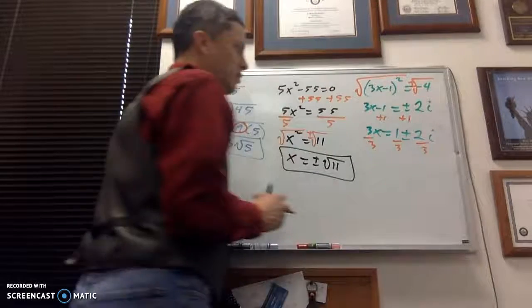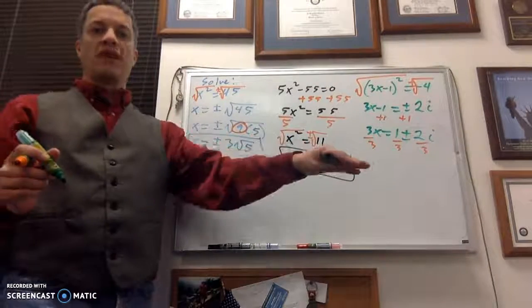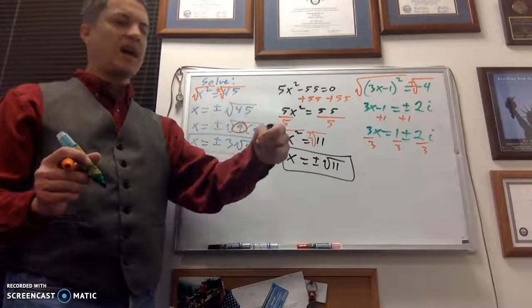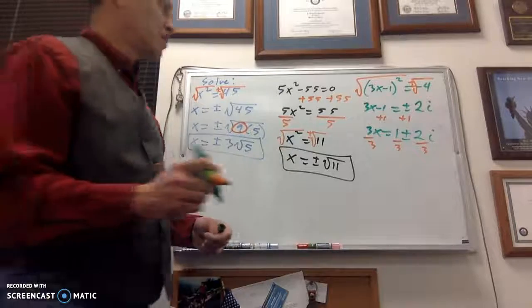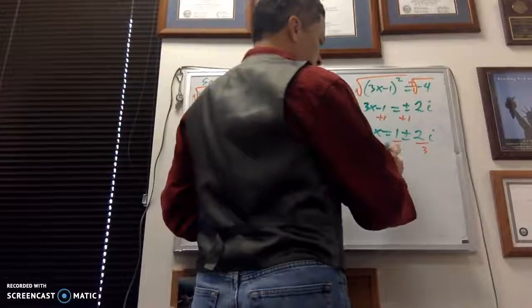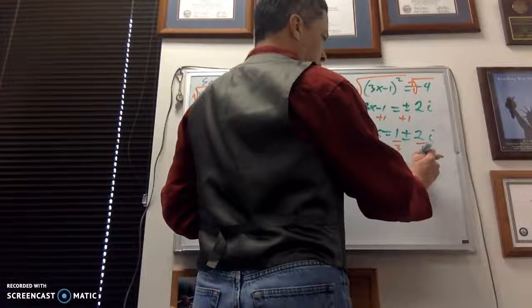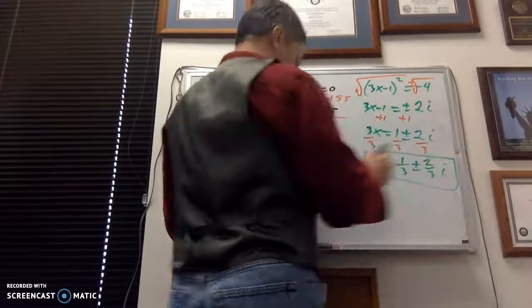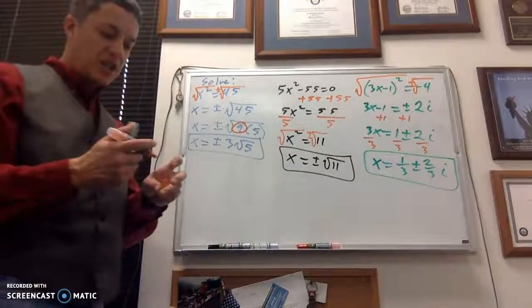Notice how I'm doing that though. I'm not just going to divide the whole right side by 3, because I want this in what's called complex form, a plus or minus bi. So I'm going to divide all 3 terms by 3, and that'll give me x equals 1/3 plus or minus 2/3 i. Alright, so that problem is now done.